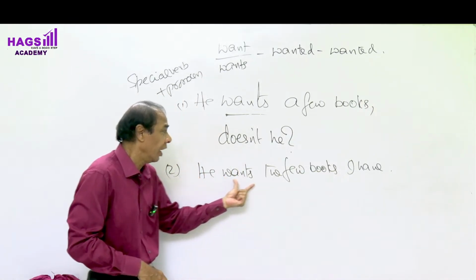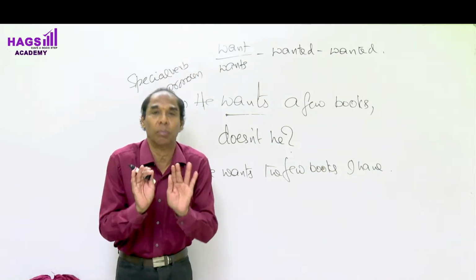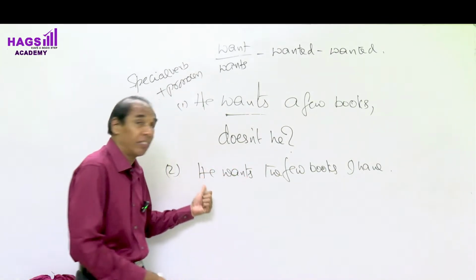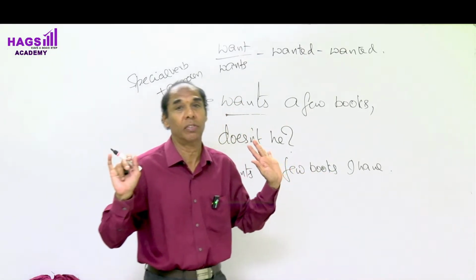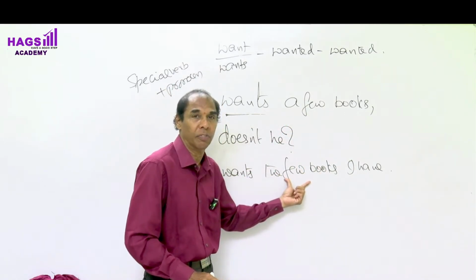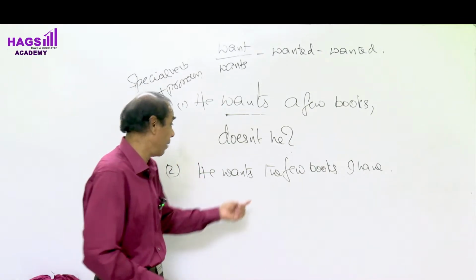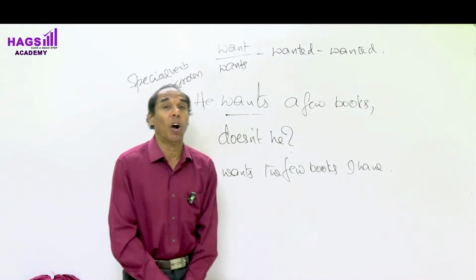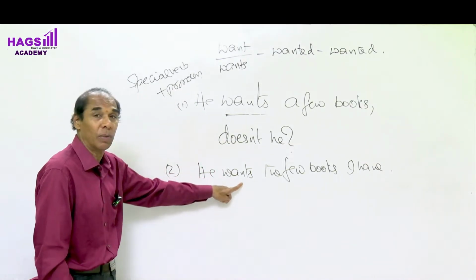It means he wants the few books I have. It means I have some books. Okay? He is asking me the books I have with me. So this is the difference between a few and the few. So totally, the few is also positive. The statement is positive, so the question tag must be negative. If you want negative, what is the rule? Put not after the special verb. We have no special verb here.